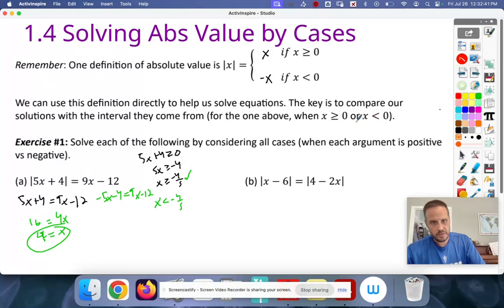Over here, we're solving this, and if you add that, you get 14x, and you add that, you get 8, and you divide both sides by 14, you get 8/14, which reduces down to 4/7. Is that less than negative 4/5? No, so that's not going to work out. And you could actually try it out and see that it doesn't work. Okay.